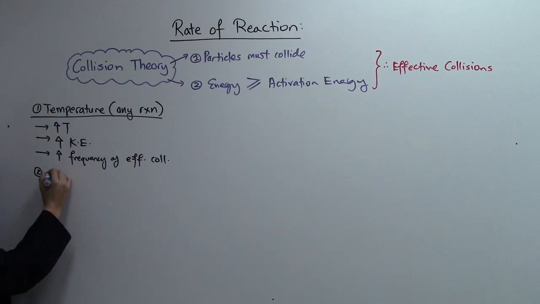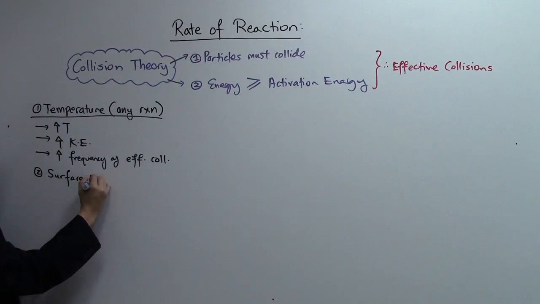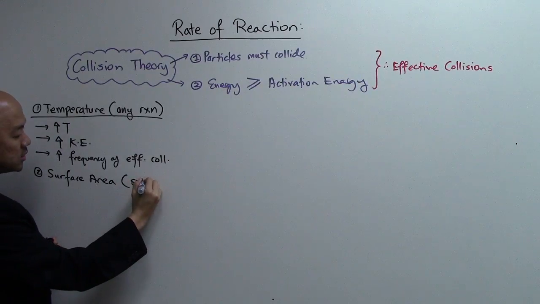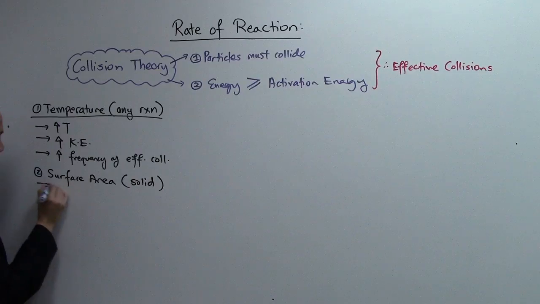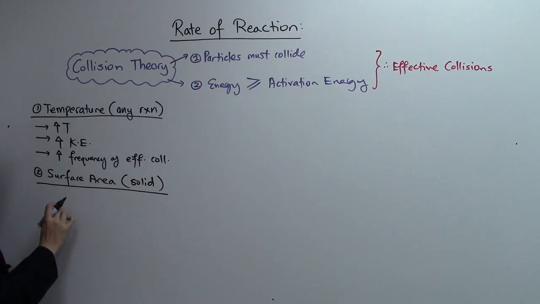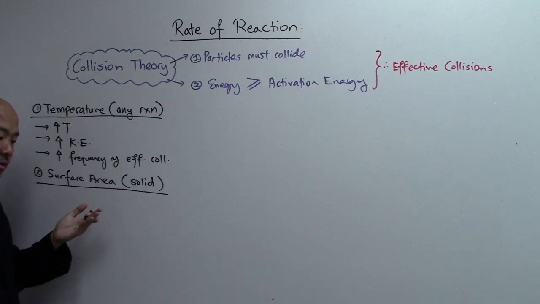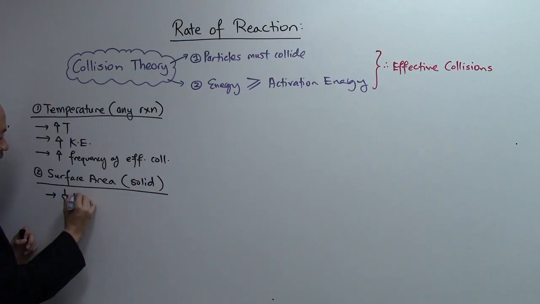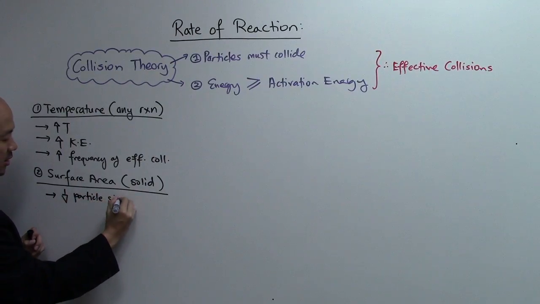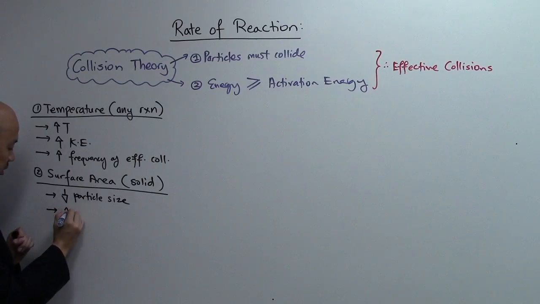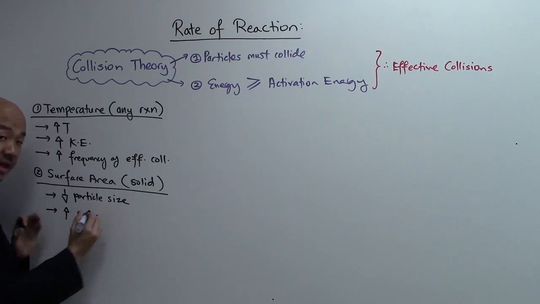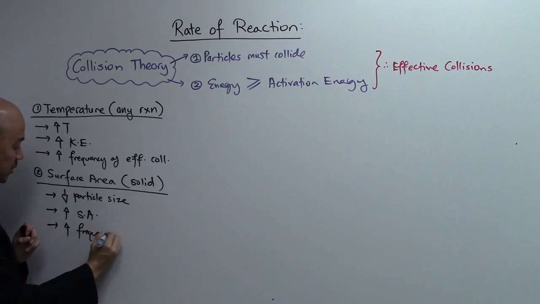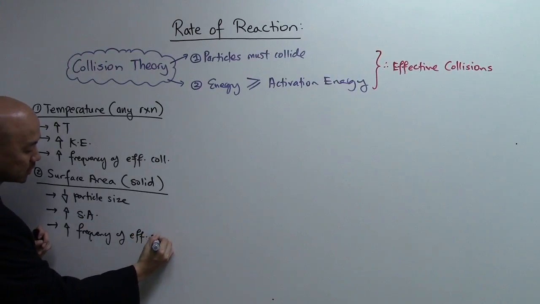Now the second factor is known as surface area. And this will only affect your solid reactant. What happens is, if you have a solid reactant and you chop it, you cut it into smaller pieces. Alright? So if you decrease the particle size of the solid, what you are doing is increasing the surface area. Alright? And this will increase the frequency of your effective collision.